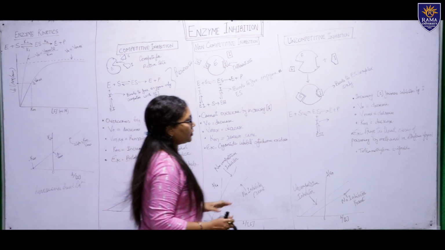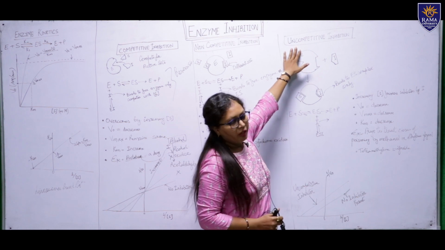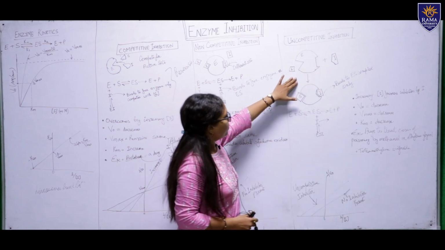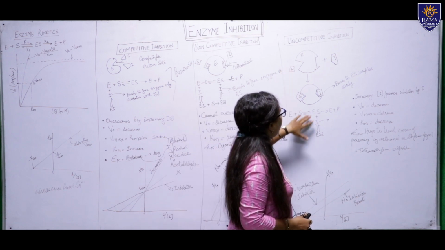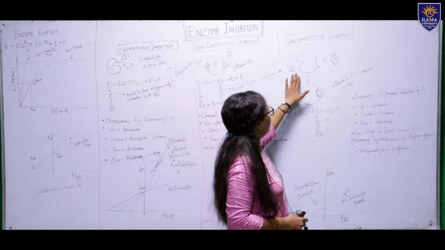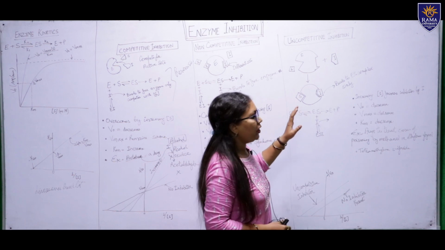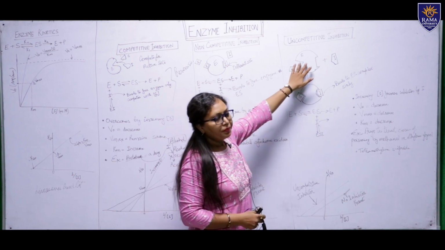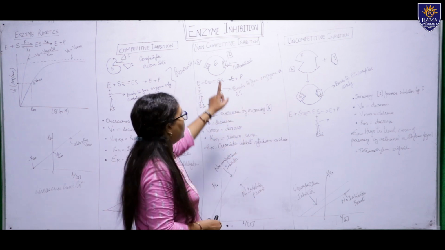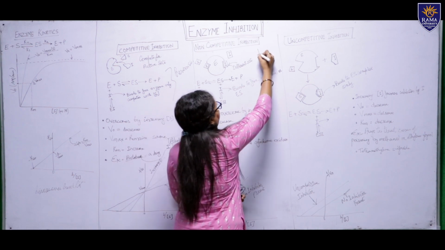Now the next type of enzyme inhibition is uncompetitive inhibition. In uncompetitive inhibition, what happens? The inhibitor has no structural resemblance with the substrate, so it is not competing with the substrate. One thing I forgot to tell you: non-competitive inhibition is an irreversible inhibition.